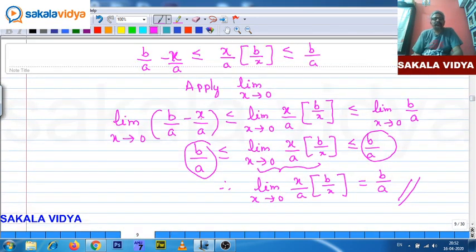See, when you apply the limit, it becomes 0. So, b by a, limit extends to x by a times the integral part of b by x, is b by a. It is the sandwich between b by a and b by a. It must obviously be equal to b by a. So, that is all.